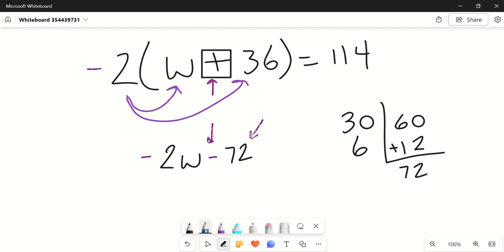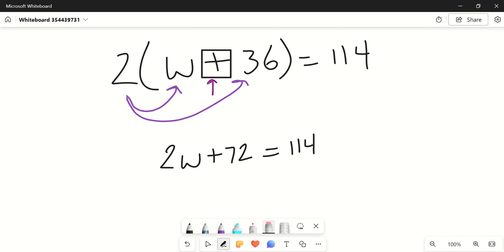If it's positive, you add. If it's negative, you subtract. Are we clear on this? So, because this wasn't a negative on the outside and it was a positive, it becomes positive 72 instead. That will now equal 114. That was step number 1. You distribute it. That's step number 1.